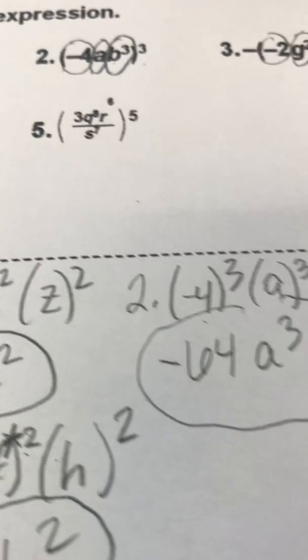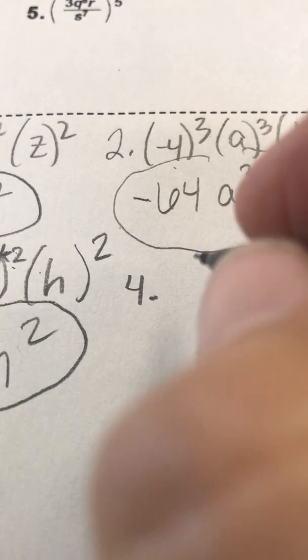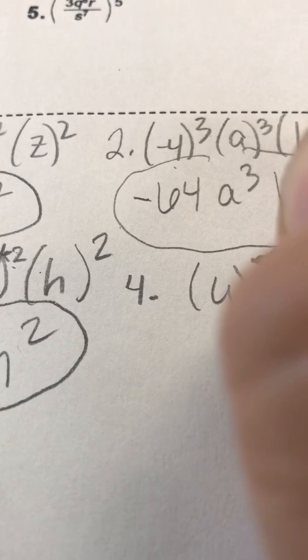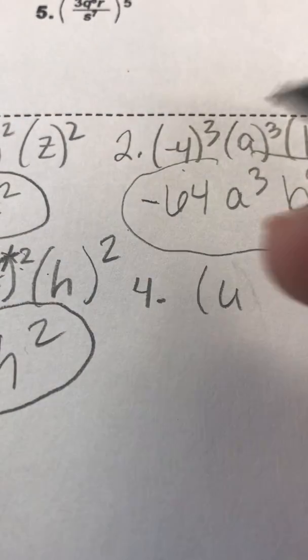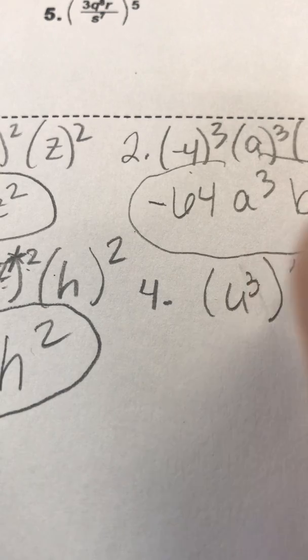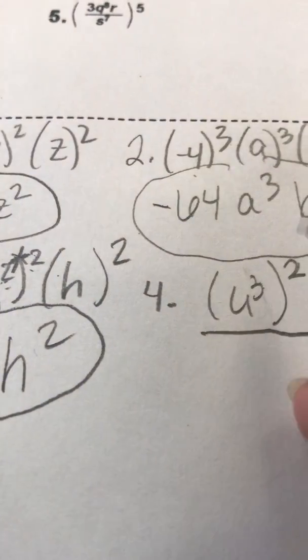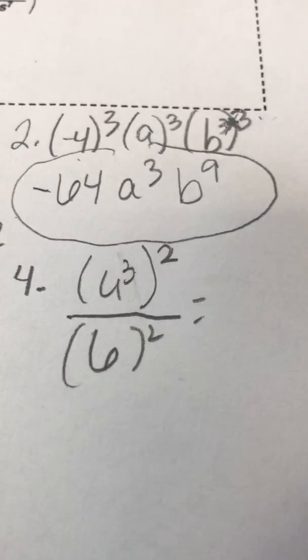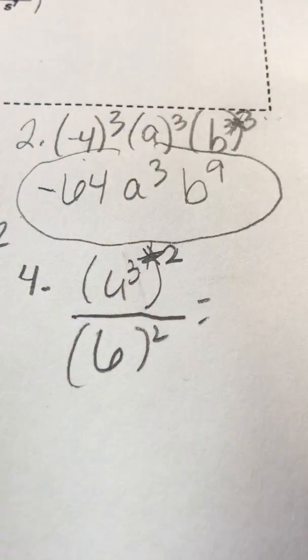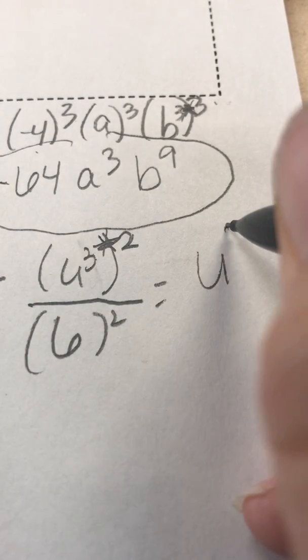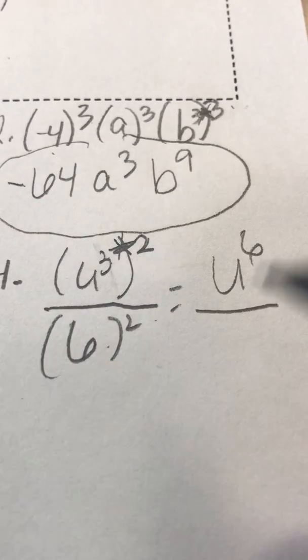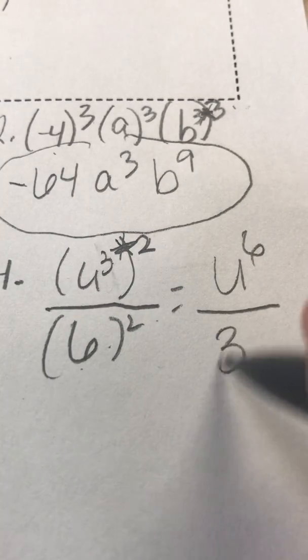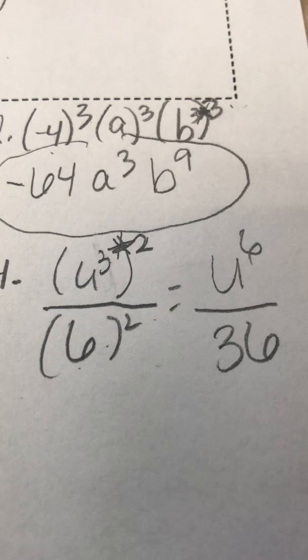So number 4, showing work down here. So we have u to the third, and that is raised to the second power, over 6 to the second power. Okay, once again, you need to multiply those exponents, because power to a power, so that gives me u to the 6th power, over 6 to the second power, which is 6 times 6, which is 36. Remember, if you have a number as a base, you need to go further. There we go.